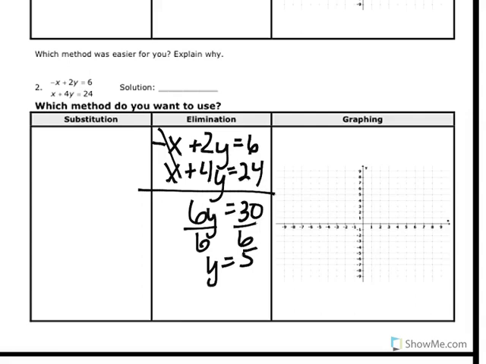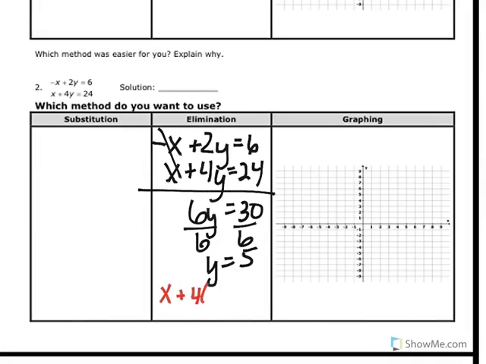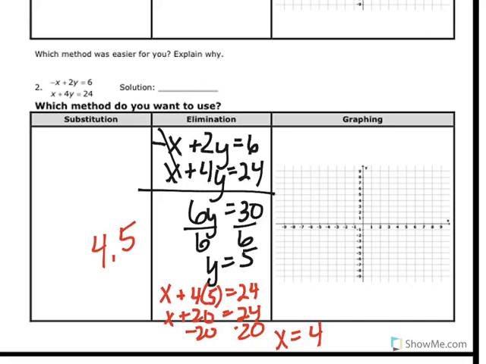Plug that puppy back into one of the equations. I'll put it into the second equation. x plus 4 times 5 equals 24. x plus 20 equals 24. Subtract 20. x equals 4. So there's our solution, (4, 5). It was very simple to do using elimination.